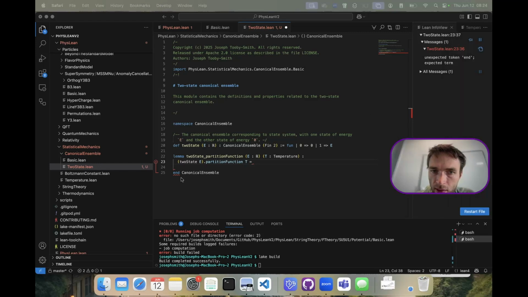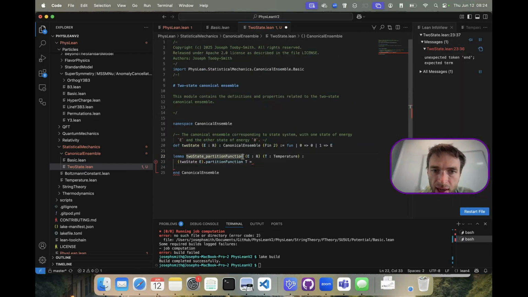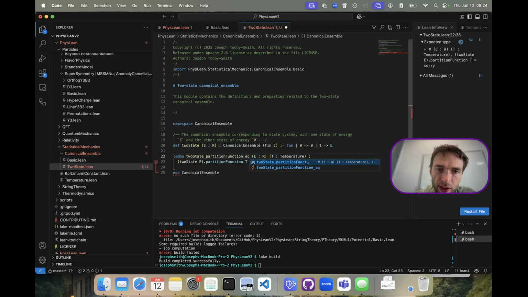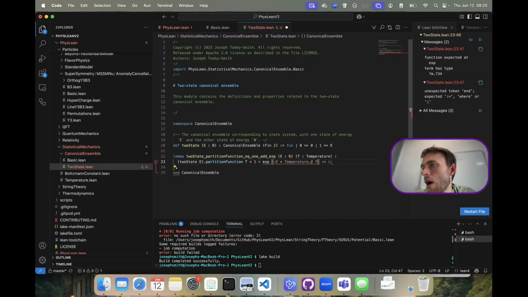Okay, so let's do an intermediate lemma, which I think is actually what GitHub Copilot wanted to do, which is two-state partition function equal to 1 add exp. So this is saying that this partition function is equal to 1 plus the exp, so the exponential of, just making sure GitHub Copilot has done the right thing here.